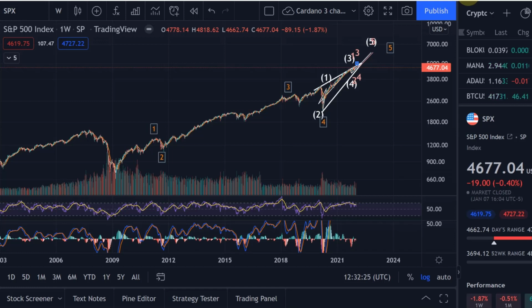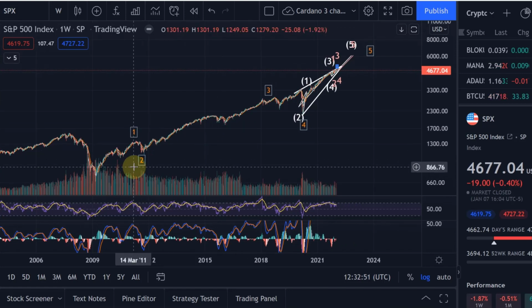This is my long-term chart, which started back in 2009. What you can see, and this is a very high degree, high level, is that we had a wave 1, which came down in a wave 2. If you don't know what Elliott waves are, I've got an Elliott wave playlist here on this channel, which should give you an idea of what I'm talking about.